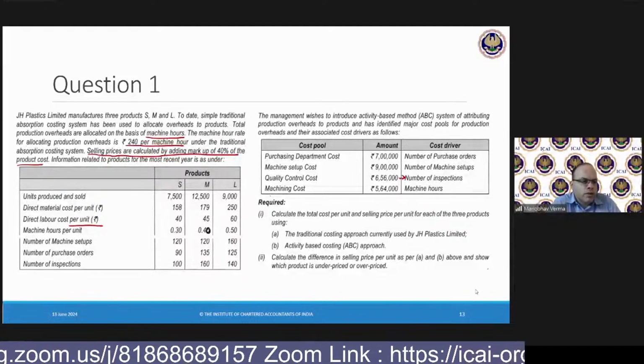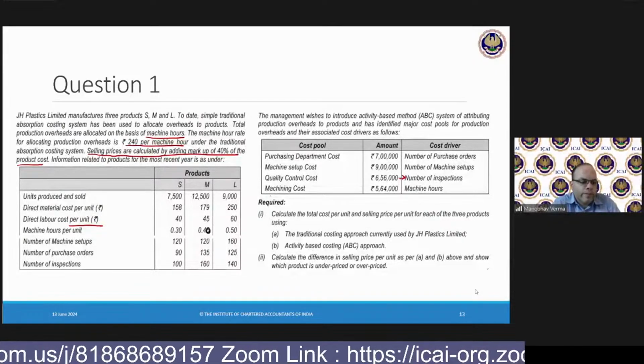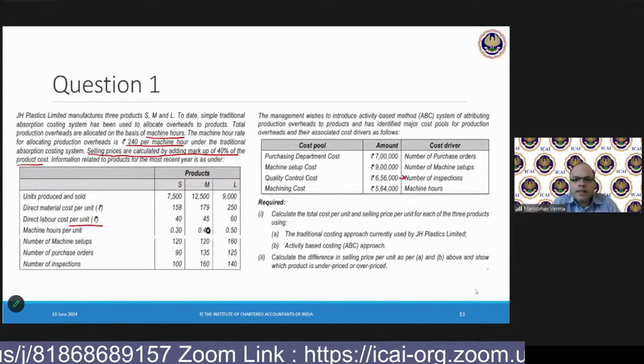People here on Zoom or on the query panel, please answer.